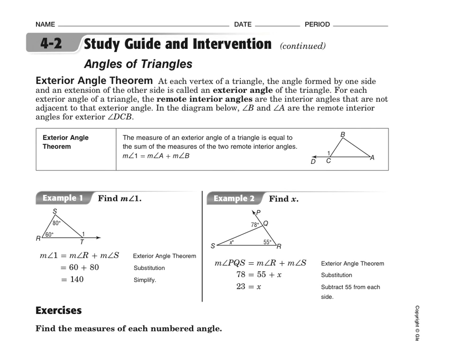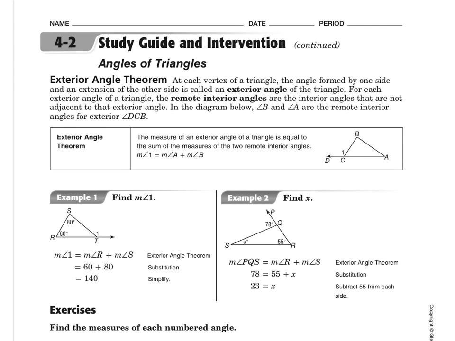We continue lesson 4.2 with the exterior angle theorem, and that tells me that my exterior angle, which is created by extending one side and connecting it with an adjacent side, that's my exterior angle. The exterior angle then would be supplementary to its adjacent interior angle.